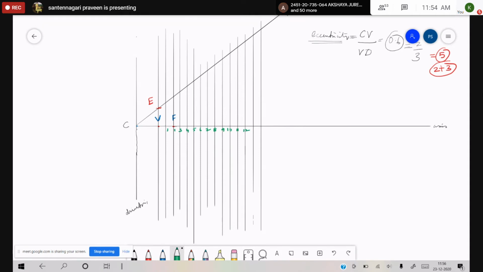Mark the points where the CE line intersects these lines as 1 dash, 2 dash, 3 dash, 4 dash, 5 dash, 6 dash, and so on. Be cautious that the line doesn't change: 1 will have 1 dash, 2 will have 2 dash, and so on, up to 12 dash. Having marked this, with the help of a compass I will measure this line.